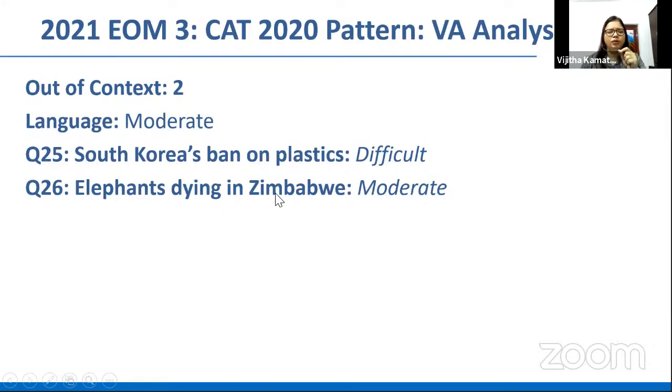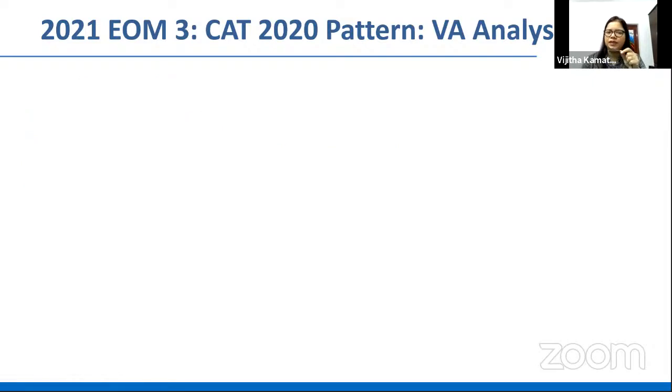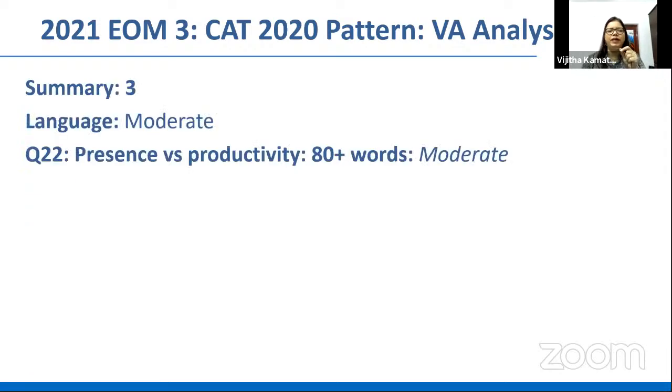The 26th was an easier one. You could relate to this, okay? But yes, a little time. This would also take you some 1.5+ minutes, closer to 2 minutes to read and solve. So maybe the out of context could have been avoided, but summary could have been taken up.